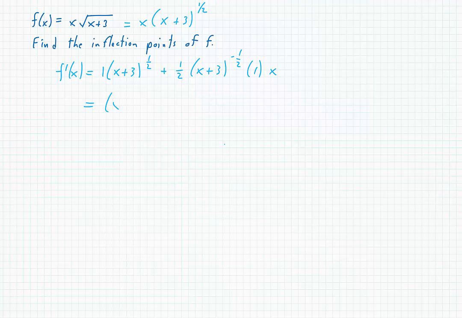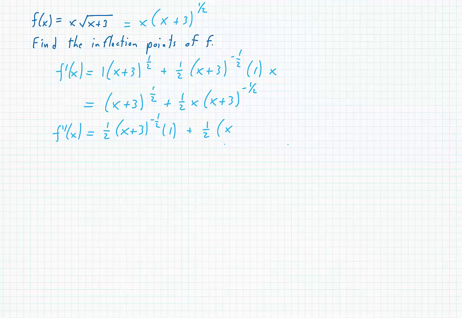So cleaning this up just a little bit, we will get (x plus 3) to the 1/2, plus 1/2 x times (x plus 3) to the negative 1/2. Moving on to take a second derivative, we're going to get 1/2 (x plus 3) to the negative 1/2 times 1 from the first part. Second part's going to need a product rule. We're going to have 1/2 times (x plus 3) to the negative 1/2. That 1/2 in front is the derivative of 1/2 x. Then we're going to have plus negative 1/2 times (x plus 3) to the negative 3/2, times the derivative of what's inside, which is 1, times what was out front, which is the 1/2 x.